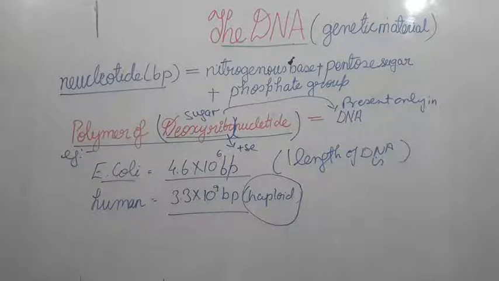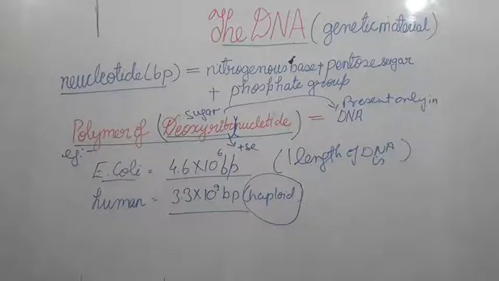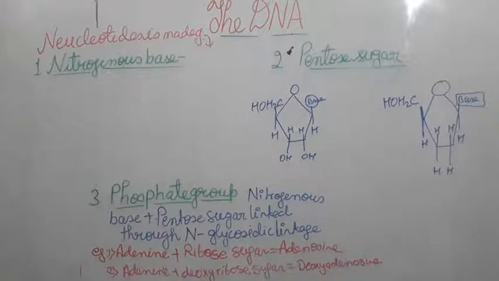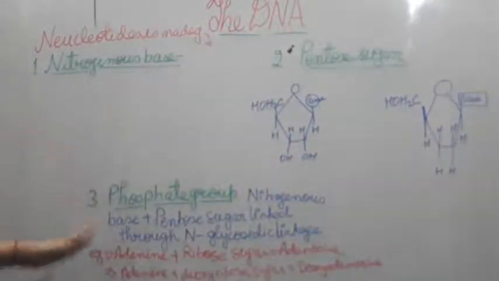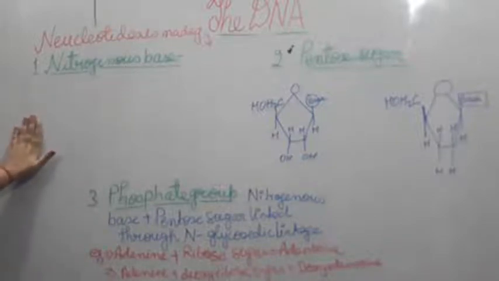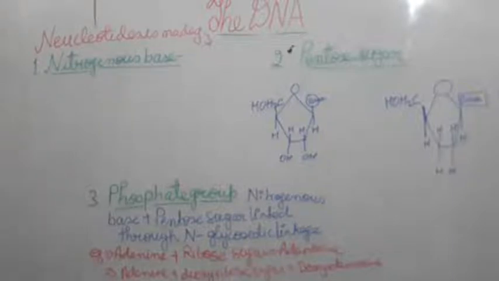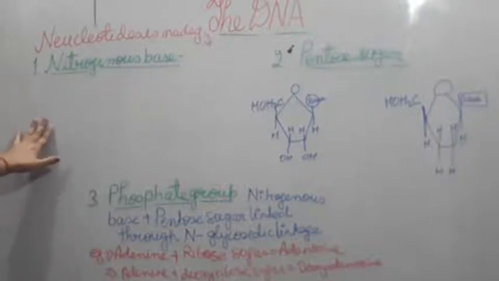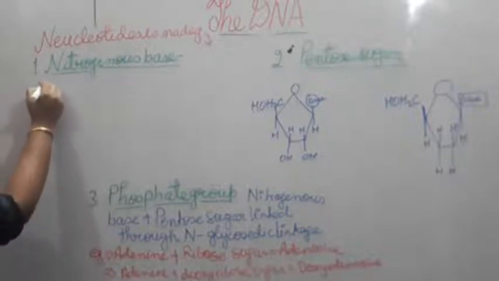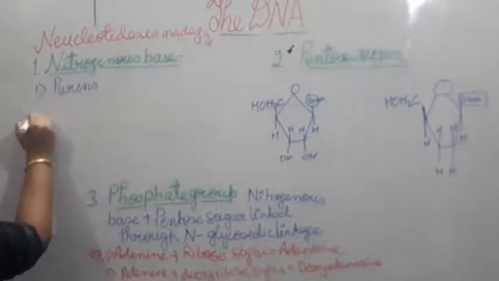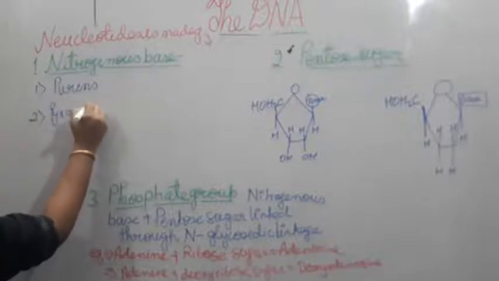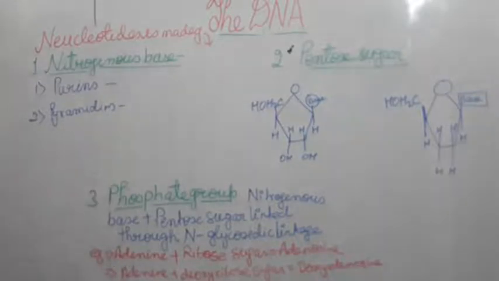So now let us start with the nucleotide and see what it is made up of. As we have discussed, a nucleotide is made up of a nitrogenous base, pentose sugar and phosphate group. Let us start with the nitrogenous base. The nitrogenous base is made up of organic molecules with some similar physical properties. It is of two types: one is called purines and the other is called pyrimidines.